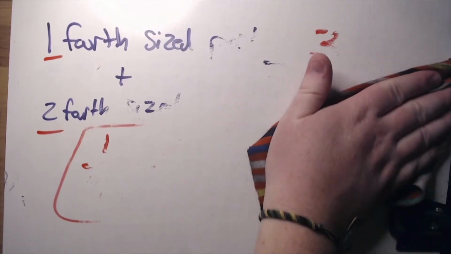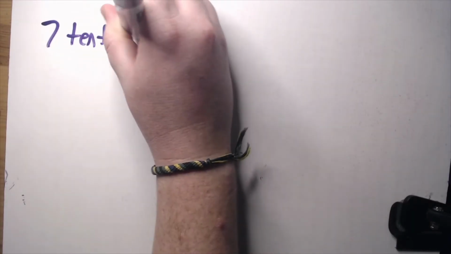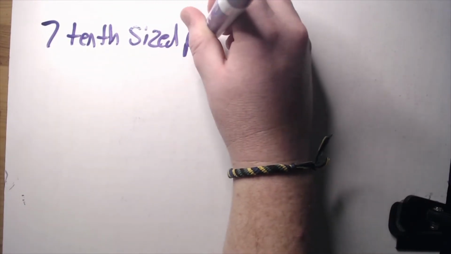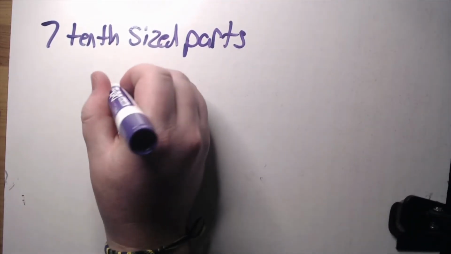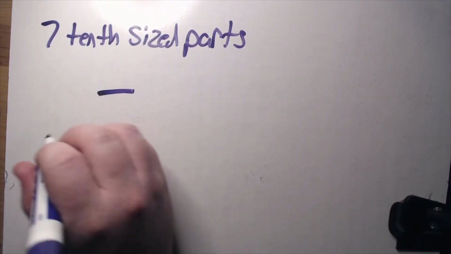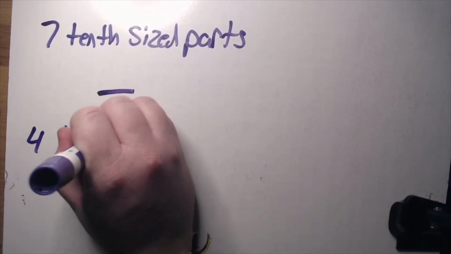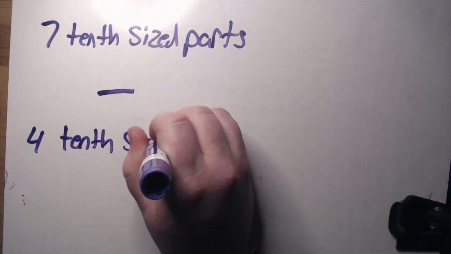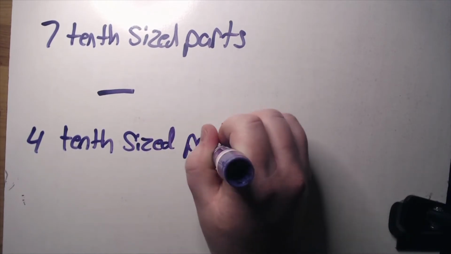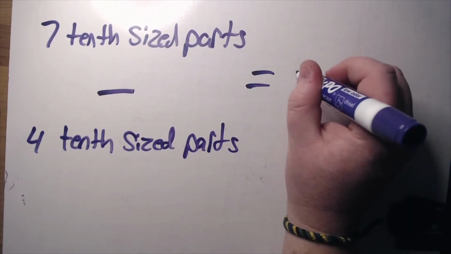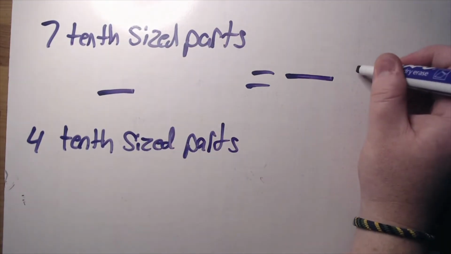So let's go ahead and erase this. And if you're looking and you're following along on the page, you're going to notice I'm skipping a problem. That's okay. I believe in you. You can do it on your own. However, this one says 7/10 size parts. So we have 7/10 size parts minus 4/10 sized parts equals blank 10th sized parts.